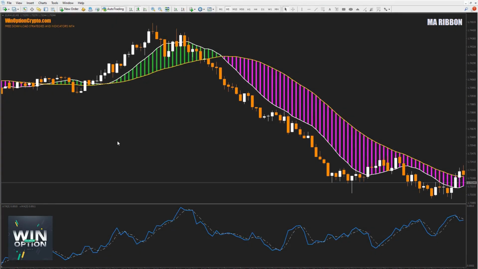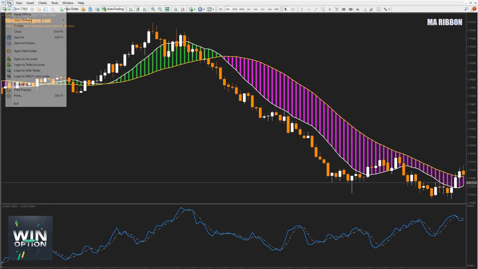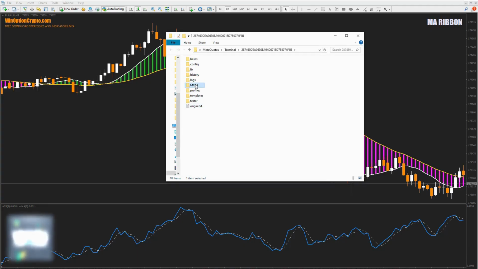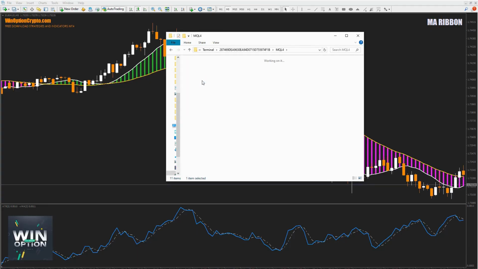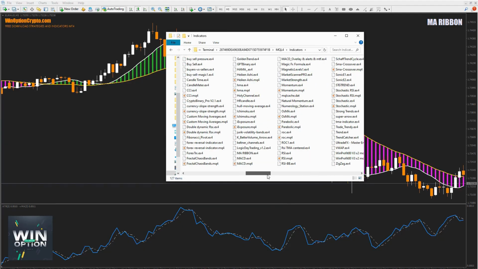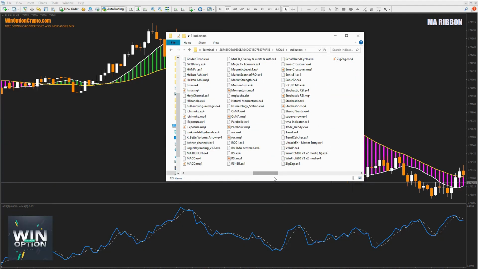Let's install the MA ribbon indicator in the MetaTrader 4 terminal. The indicator itself and the template with all the settings are installed in the standard way. The link to download the archive with this indicator, as well as instructions for installing it, can be found in the description under this video.